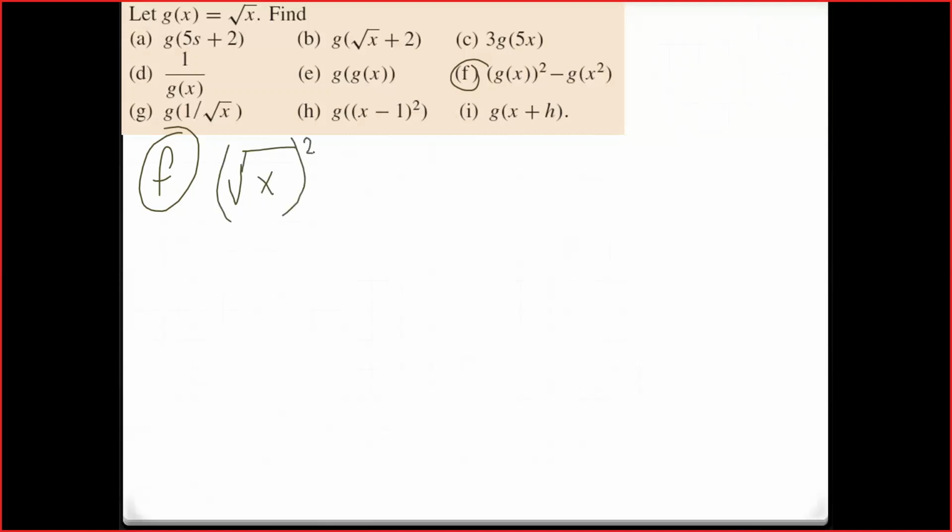Okay, here's the first step, minus square root of x squared. Now, this is going to be x and the other, which is, no, the squares cancel, yes, so it will be 0.